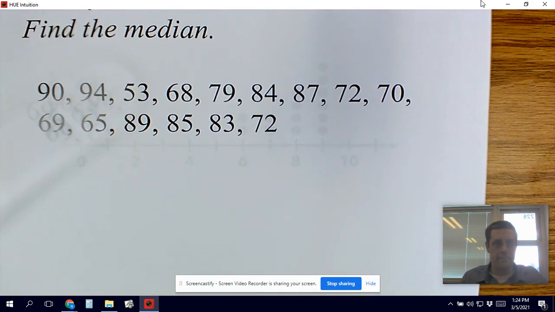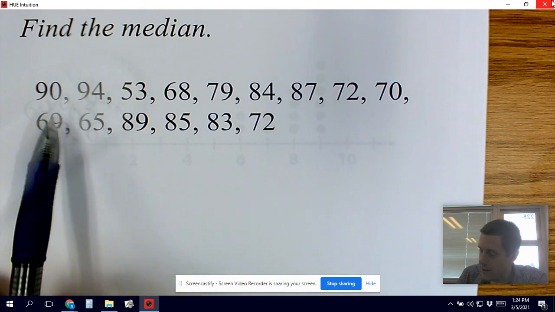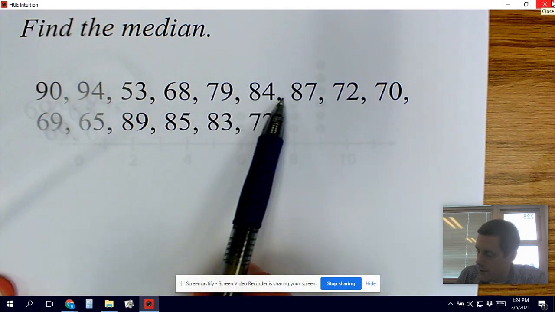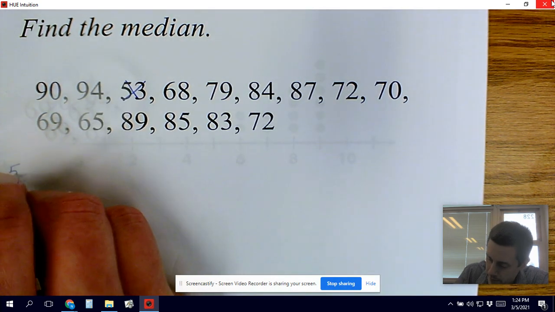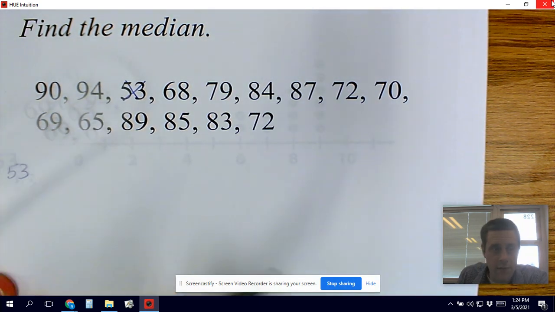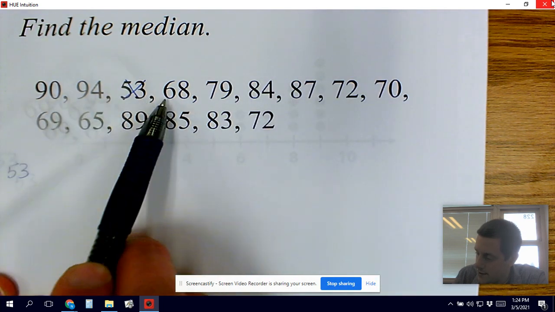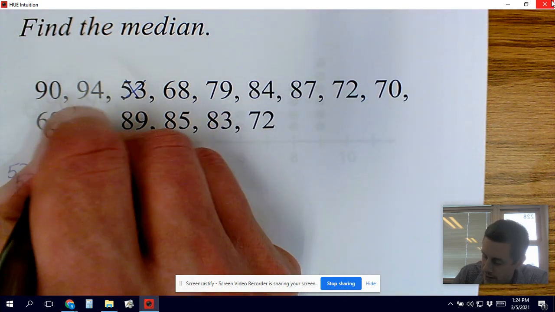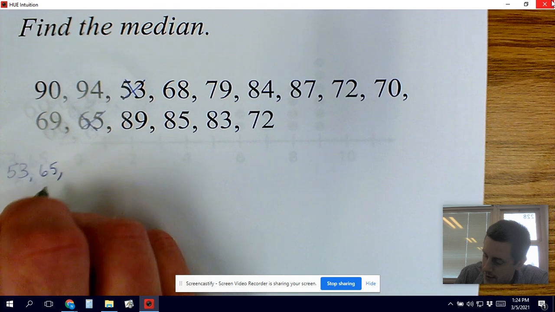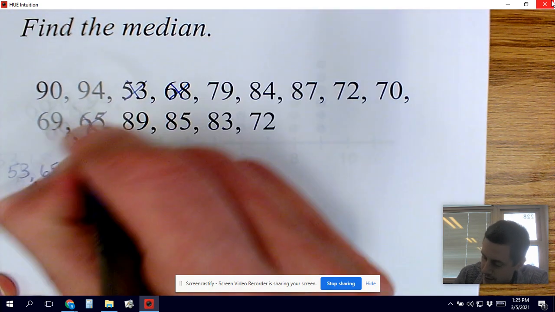Okay, example 2. Rather large data set, but we have to order it from least to greatest. So grab a sheet of paper and order this with me. Looking for the smallest value in this set. Looks like it's going to be 53. After 53, I don't see anything else in the 50s. Let's check here. 68, 65. I'm feeling good about 65. Let's order that next. After 65, I believe we're heading up here to 68.